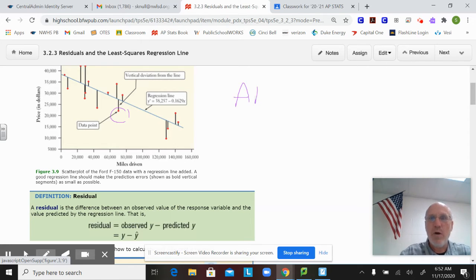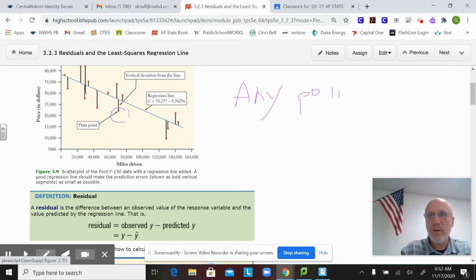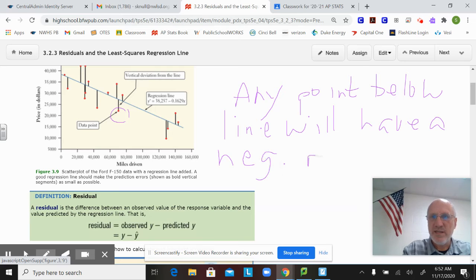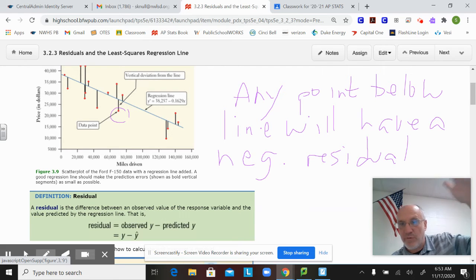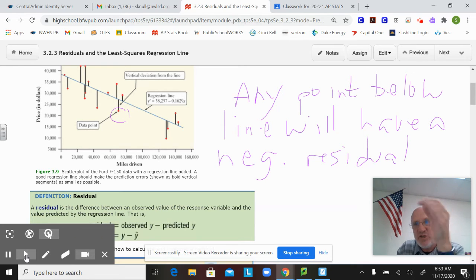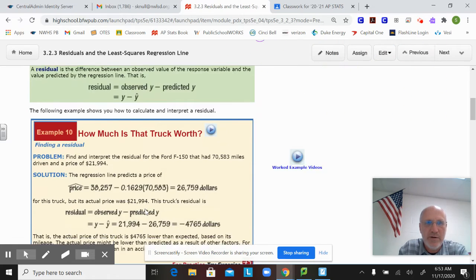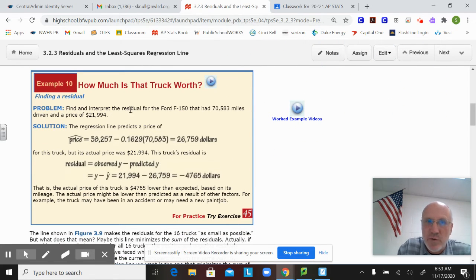So you have to know any point below the line will have a negative residual. And then similarly, any point that happens to be above the regression line is going to have a positive residual. Don't just subtract them and assume it's bigger number minus smaller number. So the actual y value was the 21,000. Of course, in order to find the residual, we would need the predicted y. So I think that's what they do down here. So it says find and interpret the residual.